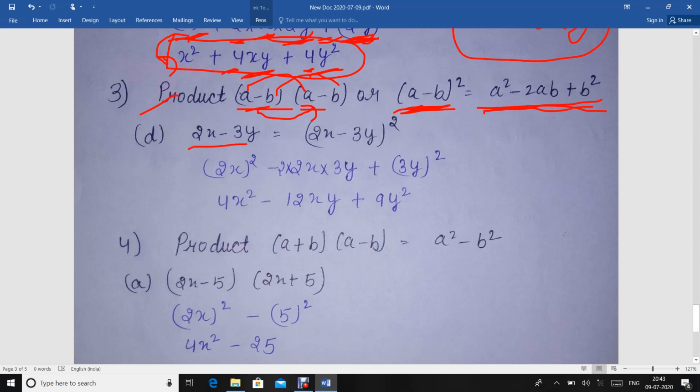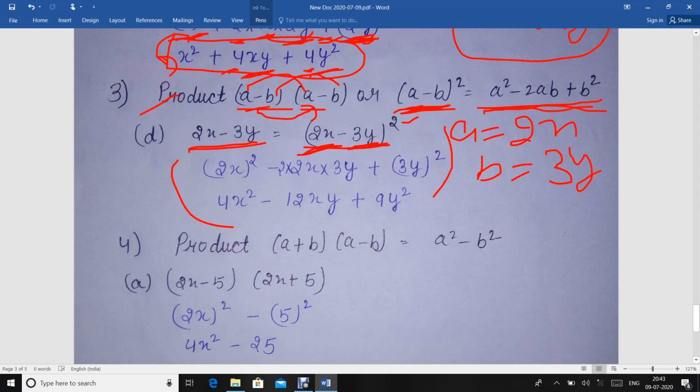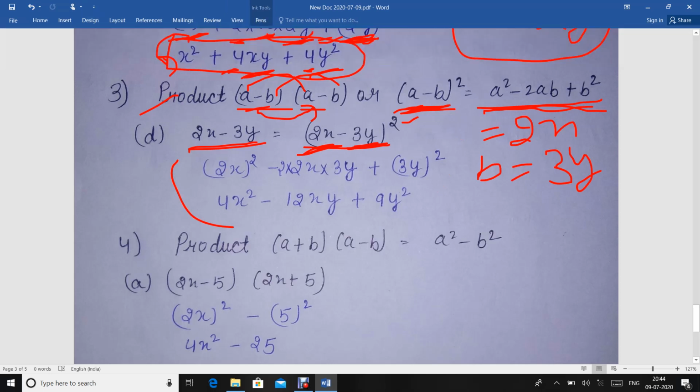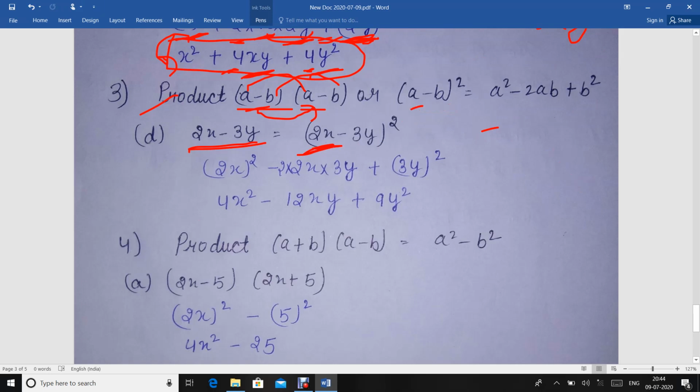Now you have 2x minus 3y. Find the square of 2x minus 3y. You can put the values. As you can see, a is equal to 2x and b is equal to 3y. You can put the values and you will get the answer. I hope all of you understand up to here. See, I want to show one more thing.